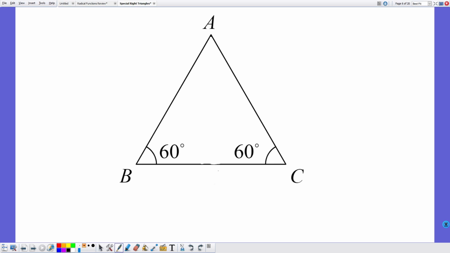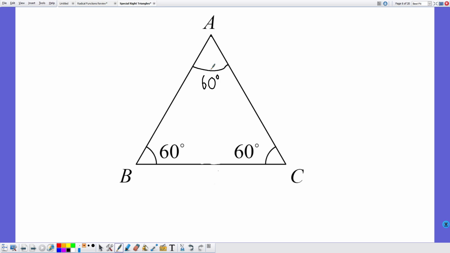Hello again. So, now we are looking at a triangle different from the 45, 45, 90. As we can see, there's two 60-degree angles. Now, due to the fact that all the angles of a triangle have to add up to 180 degrees, we can conclude that this remaining angle here is also 60 degrees.